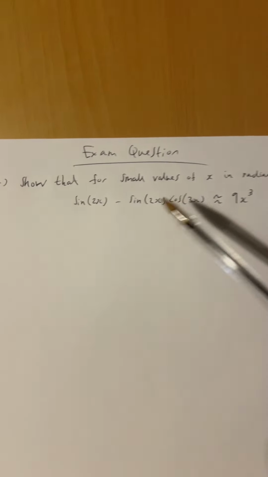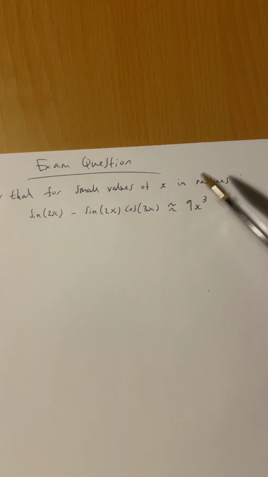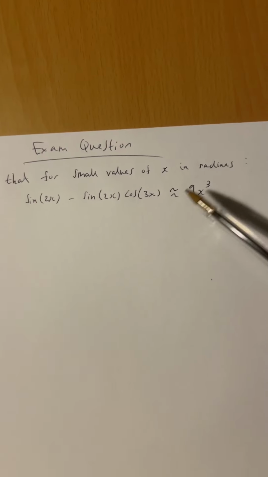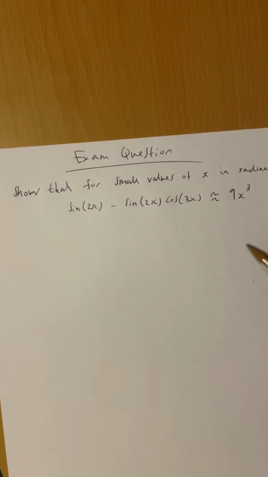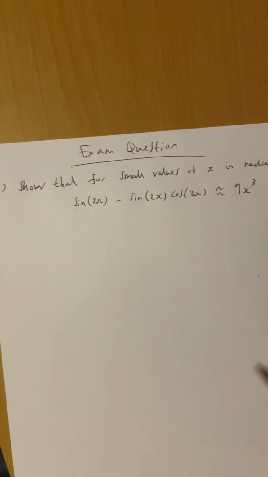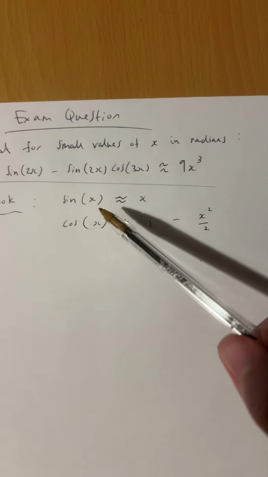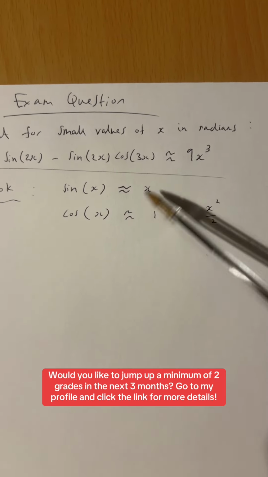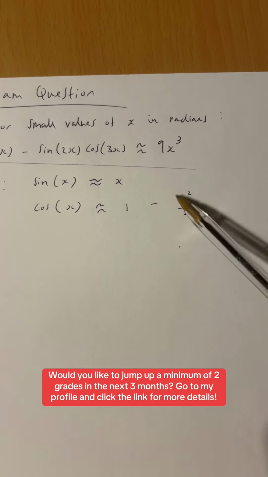So part A: show that for small values of x in radians, this trigonometric function is about 9x cubed. So this is where the small angle approximations come in. Now, they do give you some in the formula book. In the formula book, they give you that when x is small and in radians, sine x is about x and cos x is about 1 minus x squared over 2.